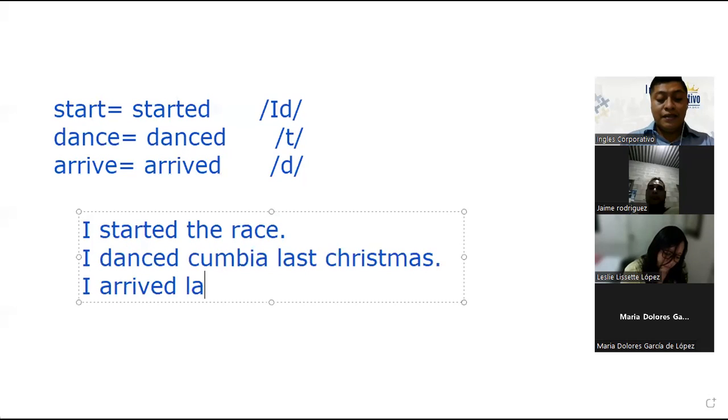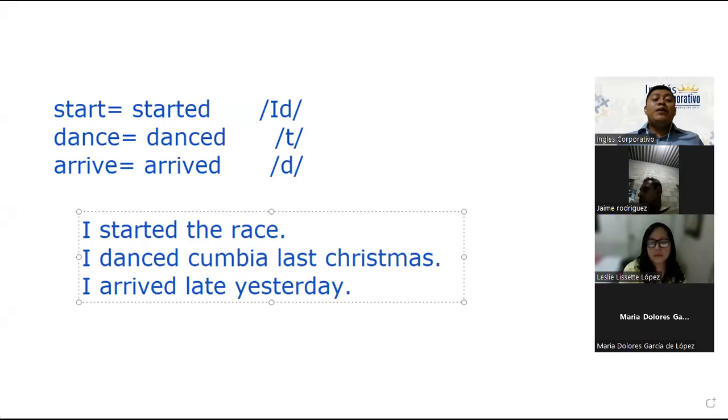I arrived late yesterday. Bueno, de esa manera hacíamos oraciones en pasado simple utilizando un subject, the verb in simple past, and a complement. Así hacemos oraciones en el pasado simple. Un sujeto, el verbo en pasado y un complemento. I started the race. Comencé la carrera. I danced cumbia last Christmas. I arrived late yesterday. Llegué tarde ayer.